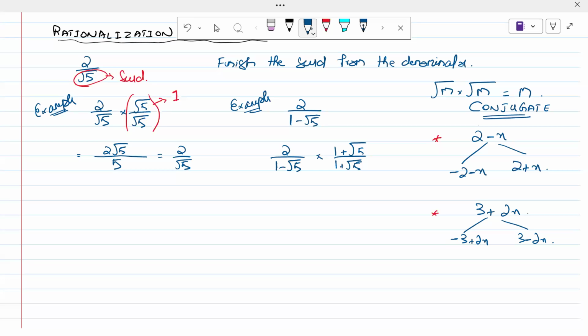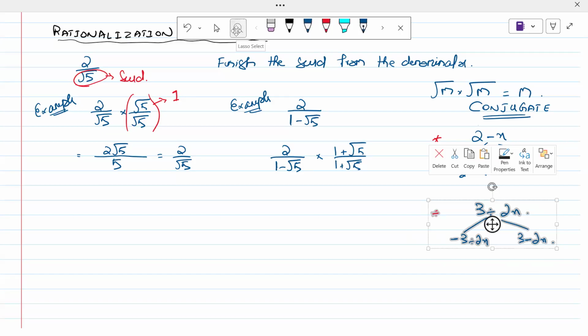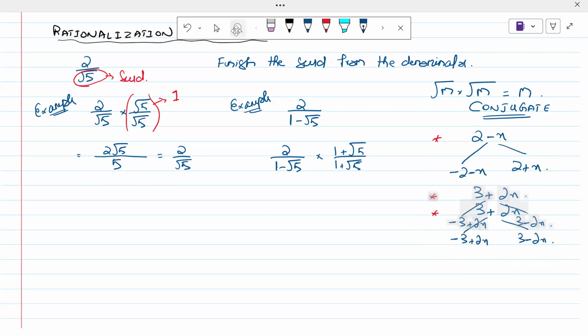Why do we do this? We do this to make use of the third algebraic identity, if you may remember. The third algebraic identity is a square minus b square. Algebraic identity to be used.